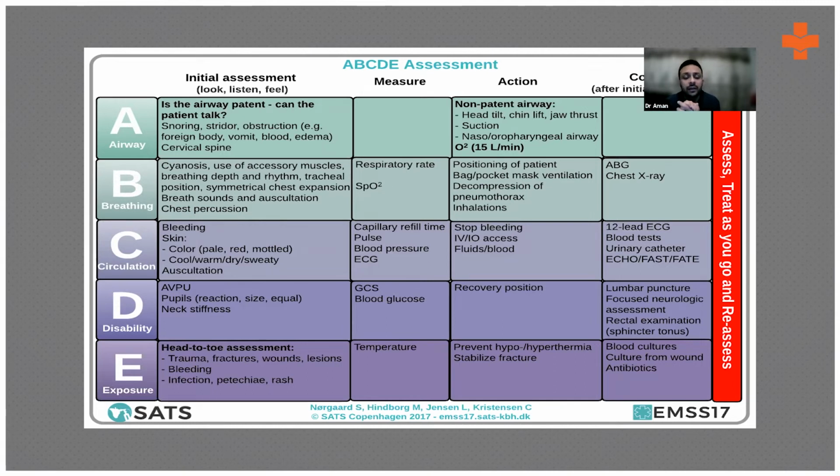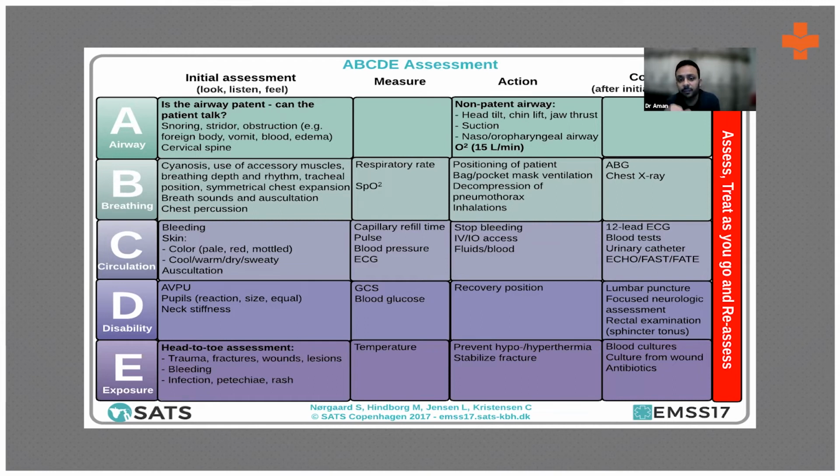So do a capillary refill time. If it's less than 3 seconds, it should be normal. If it's more than 3, it's very abnormal.